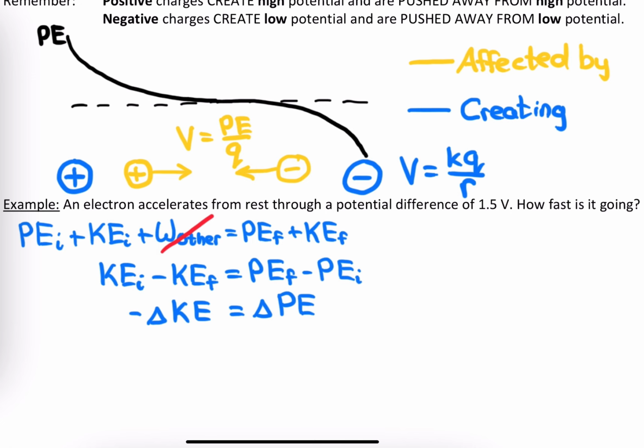Now, I'm just going to swap the left and right sides. That's just my own preference. For whatever reason, I like having the potential energy written on the left, but it really doesn't matter.